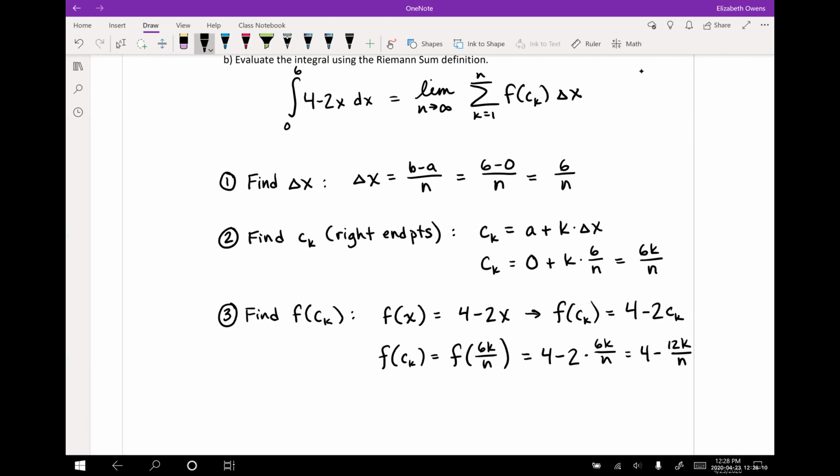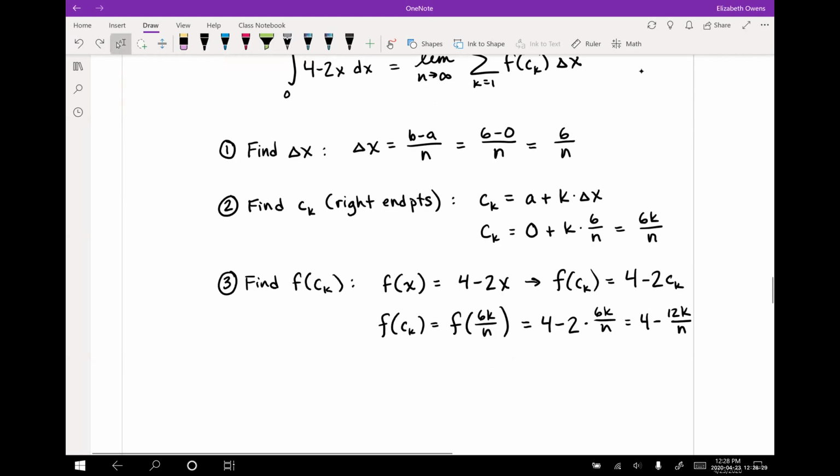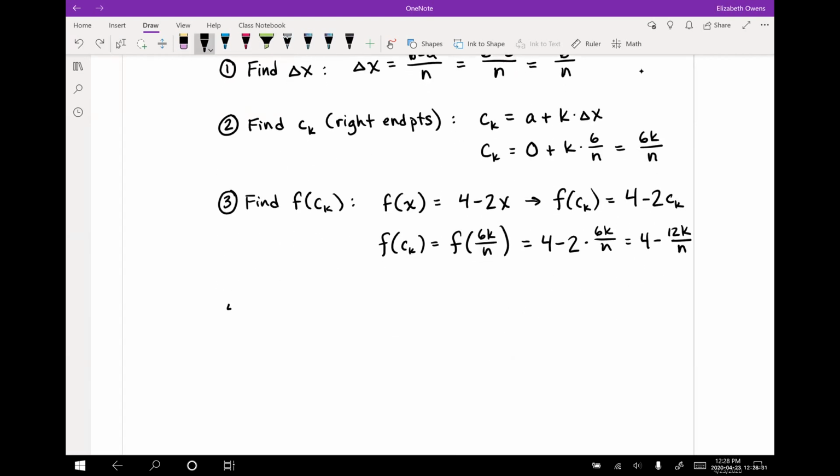All right, so now we've basically found everything inside the summation part here. We have delta x and we have f of ck. And so we can set up our sum here in this next portion.